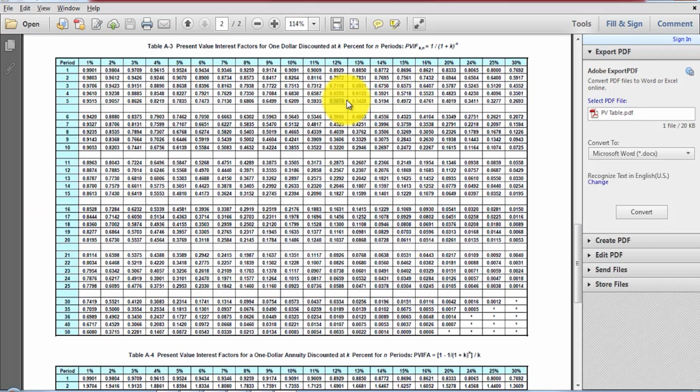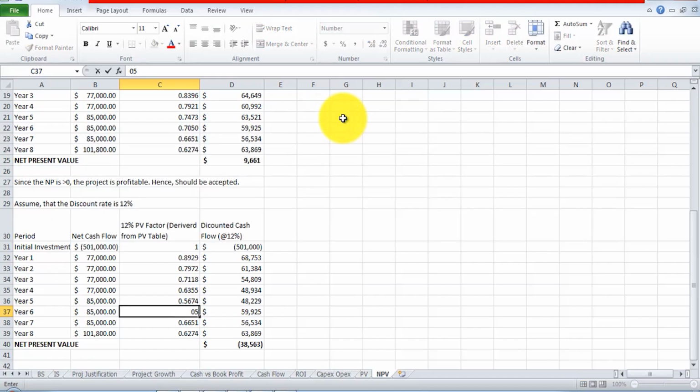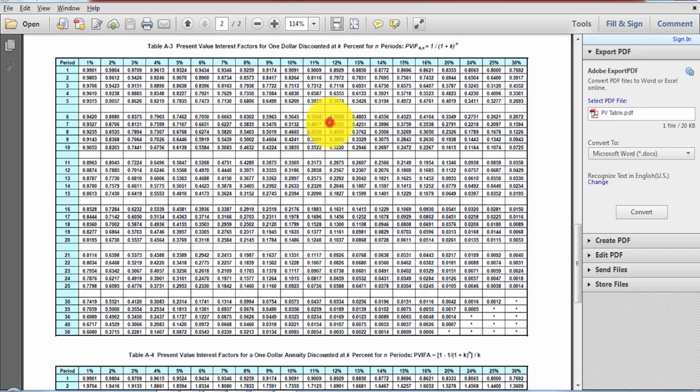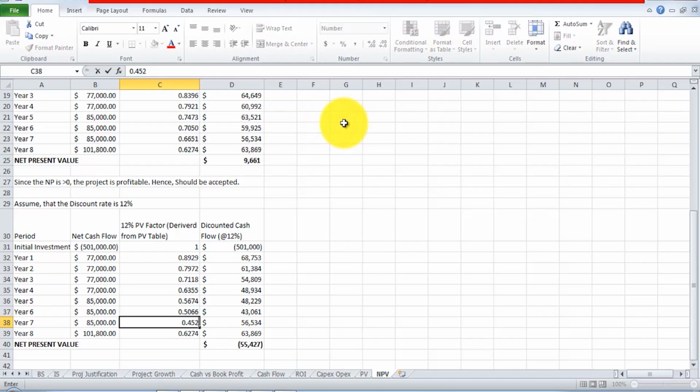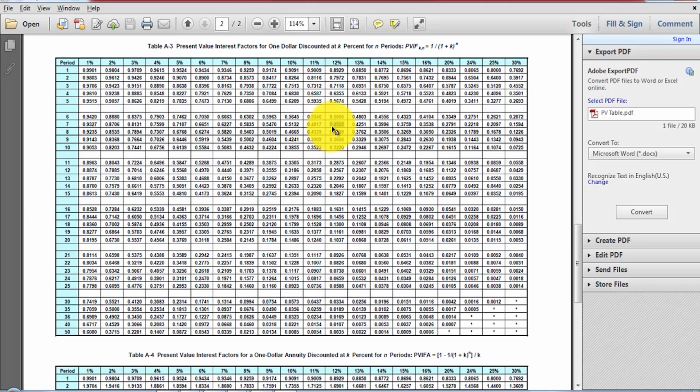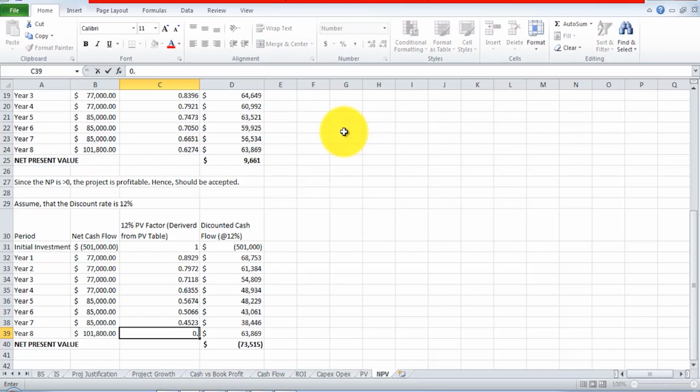Sixth year, it's going to be 0.5066. Seventh, it's going to be 0.4523. Lastly, the eighth year, it's going to be 0.4039. Oh, the results change drastically. Now, if the company accepts this project, it will end up with a negative net present value of $96,268. That means against an investment of $501,000, the company is going to have a loss of $96,268.